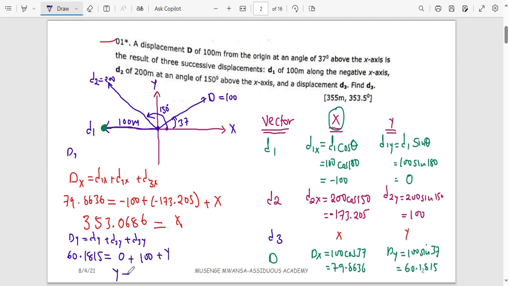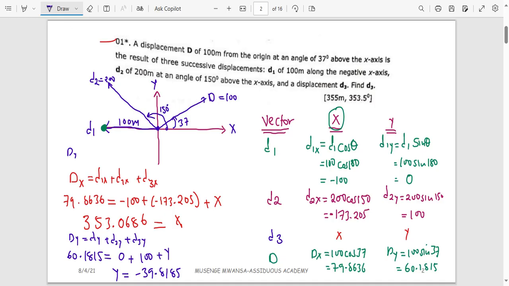So what is going to be y then? What we'll just do is take this 100 to the other side. So it is now going to be 60.1815. We'll remove 100. That is going to give us negative 39.8185. So this is the y component of d. That's the x component of d. Is there anyone that has got a question here? Any question?